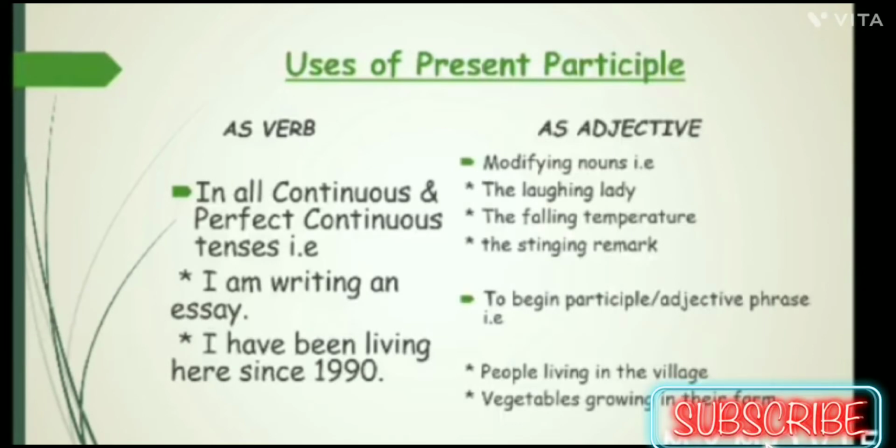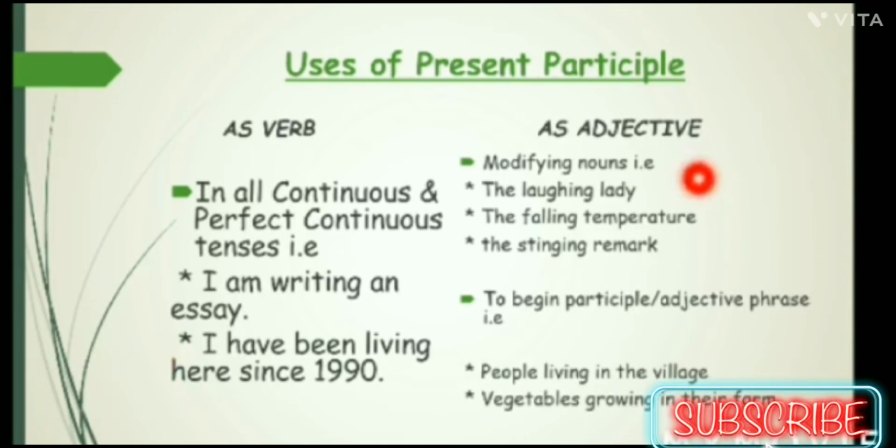Now, uses of participles are of two, as verb and as adjectives. Let's deal with them separately. Uses of present participle as verb. We use present participle in all continuous and perfect continuous tenses, like I am writing an essay, I was writing an essay, I will be writing an essay. All the perfect continuous tenses, like I have been living here since 1990, I had been living here since 1990, I will have been living here since 1990.